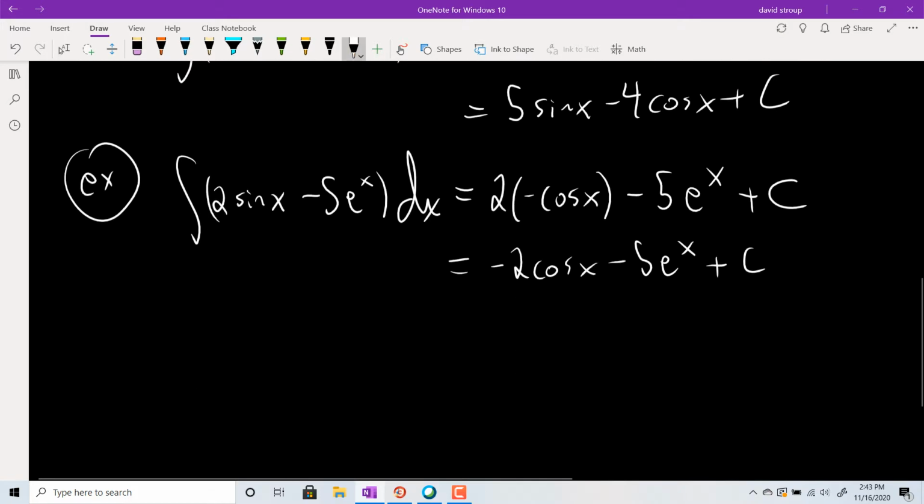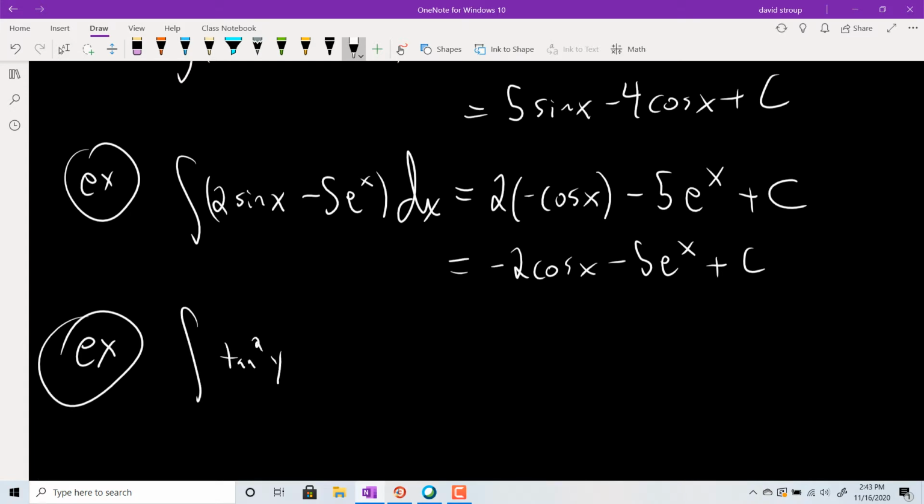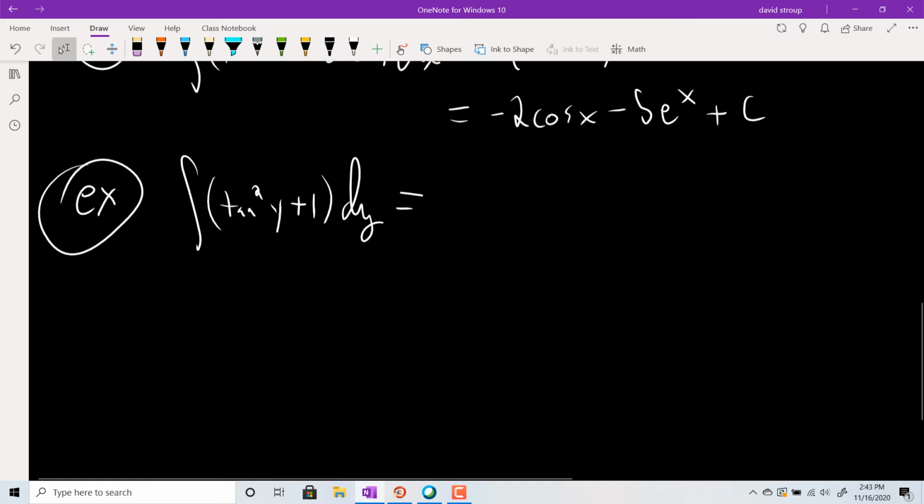Okay. Here's a curveball. I think I put this on the test last year. Tan squared y plus 1 dy. So there are certain trig identities I expect you all to know. For example, cosine squared theta plus sine squared theta equals 1, you should have that one memorized.